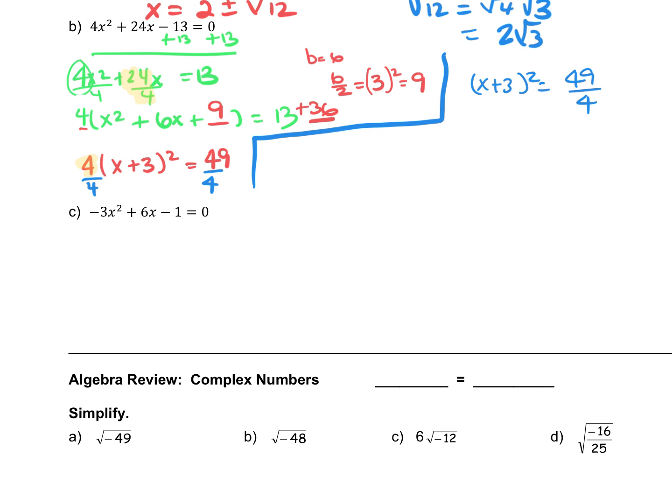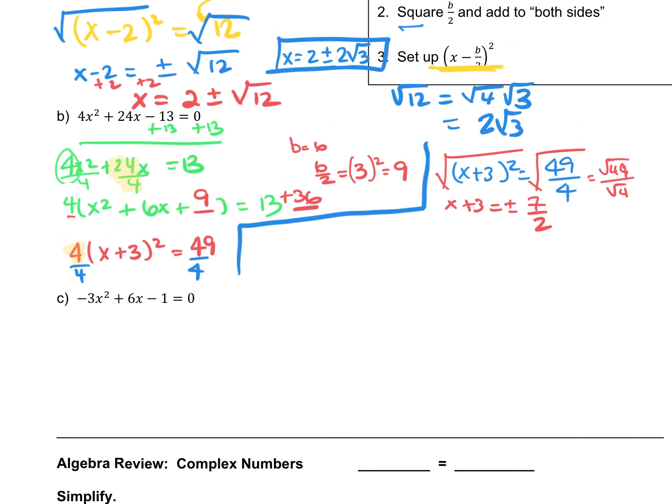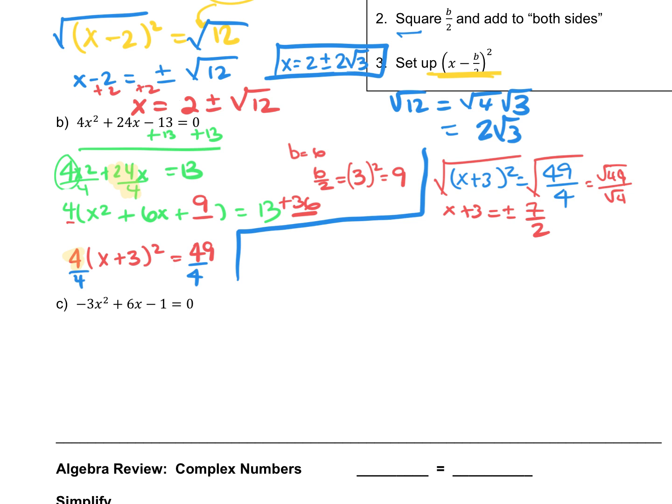Now we can take the square root of both sides. This time we're going to have x plus 3 equals the square root of 49 over 4. I can write this as the square root of 49 over the square root of 4. You don't have to write it like that, but make sure that you understand that I can do that. But I have plus or minus 7 over 2. Now, earlier we had a radical up above here. Well, there's no radical here, so I can leave it written like this.